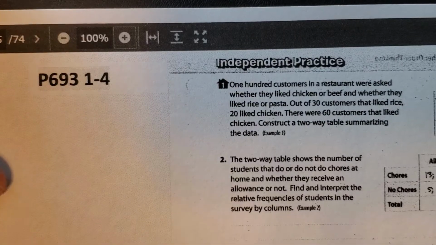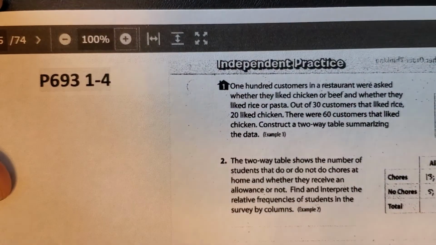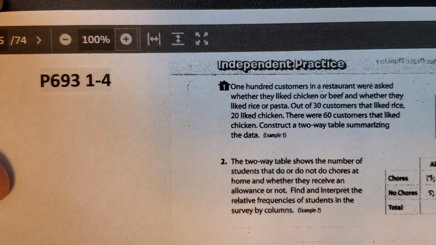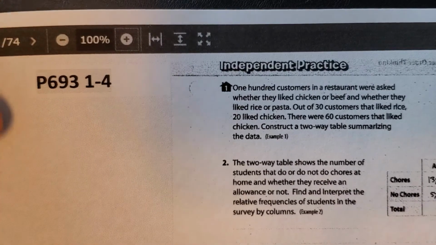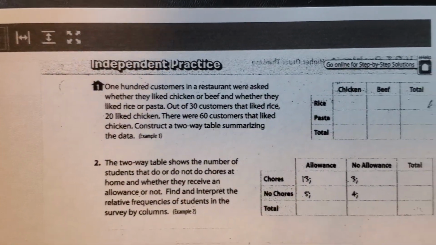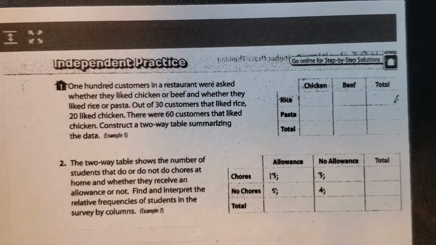Okay guys, I'm going to take you through these problems. I'll do a couple of them, then you can do the other ones. So page 693, 1 through 4, we're going to go over, which was yesterday's assignment. So hopefully you watched the video.